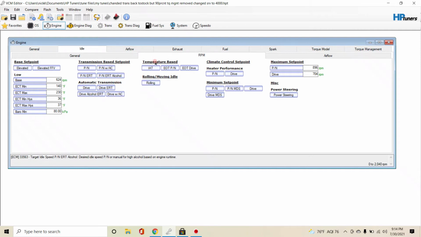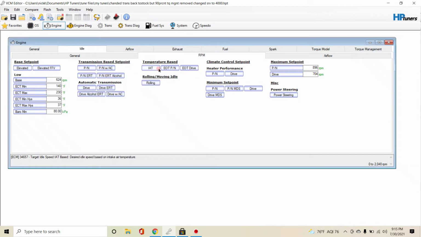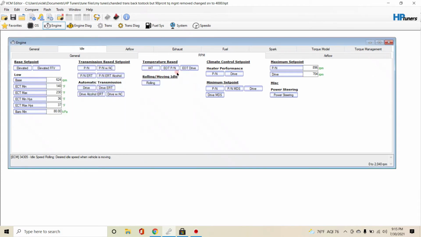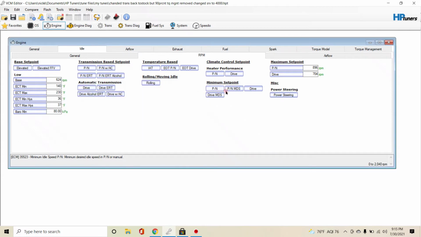automatic transmission. I don't believe temperature based changes anything. No, it doesn't, so none of these do anything. And then here's your rolling, pretty much if you're slowly moving. Then climate control, and then your minimum set point. Make it all the same, that's the lowest your idle should go. I know that was a bunch of rambling, but that's pretty much the general idea for these idle tables: just make sure it's all the same RPM, so you can have a steady idle and no fluctuations for certain things.